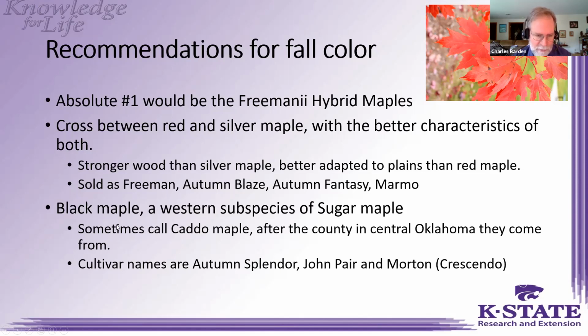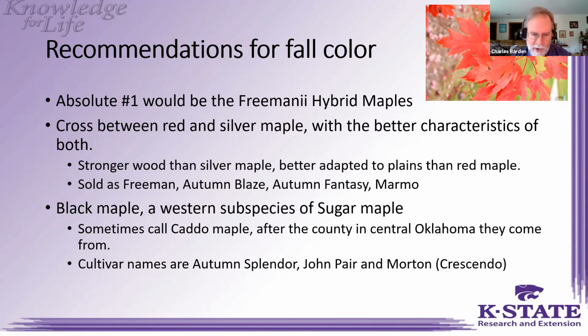And there's some black maples they call Caddo maple, which comes from a county in central Oklahoma. So it's a long way from what we call the sugar maple range of Michigan to New Hampshire. But it comes in Caddo County in central Oklahoma. They've set several selections of that population with cultivar names like Autumn Splendor and John Pear and Morton. Morton's also called Crescendo, but the John Pear and Autumn Splendor, both selections of Caddo maple, have been proven to do well down at the Wichita Horticulture Research Site.